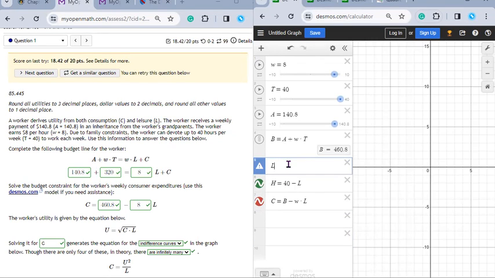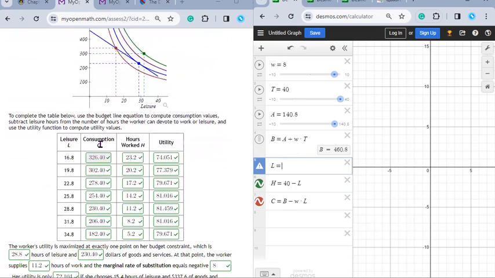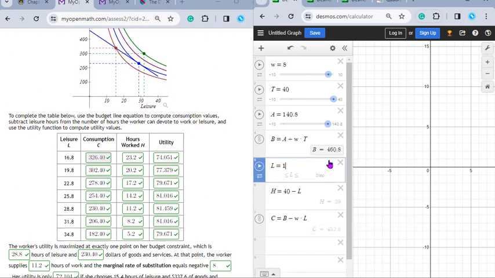And then I'll set L equal to what? Let's just make sure this works. Let's make sure it works here. 16.8. So if leisure is 16.8, consumption is 326.4, and hours worked is 23.2, right? 23.2. It matches that. Let's increase L up to the optimal amount of hours, 28.8.